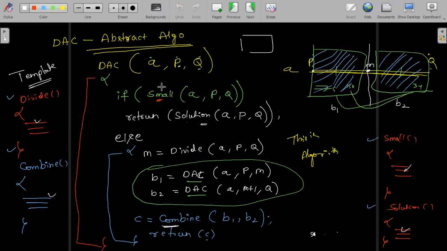Now you can see here, divide and conquer. A is nothing but the array, P is the first index, and Q is the last index. What is this exactly? It is the size of the array. I have taken an array, and that is the size of the array. That is what I am talking about here.